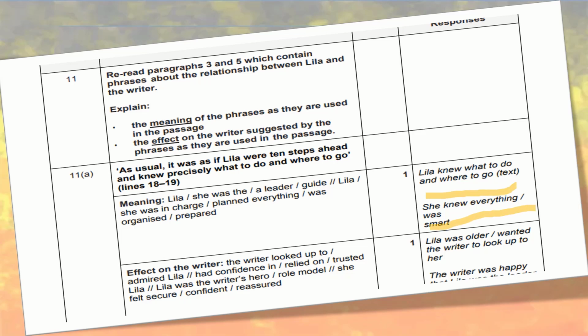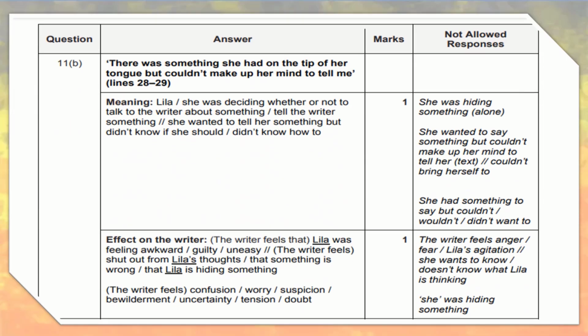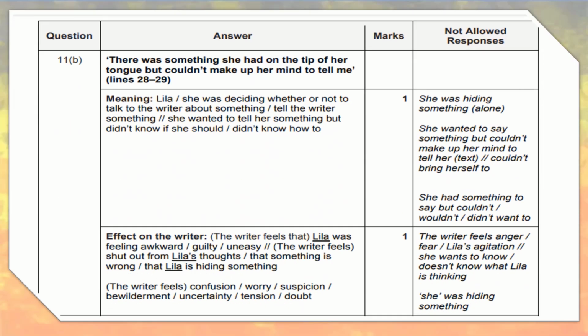Now let's look at the other phrase. There was something she had on the tip of her tongue but couldn't make up her mind to tell me. We read this line and I told you that we have to be careful about this. So you have to tell the meaning. It's line number 28-29. Leela was deciding whether or not to talk to the writer about something. She has something on her mind but she decides not to talk. She wanted to tell her something but did not know if she should. So you simply have to tell the meaning of this particular phrase.